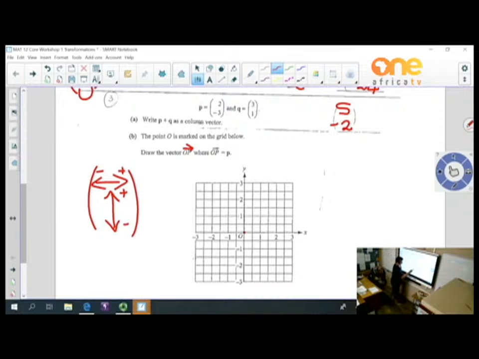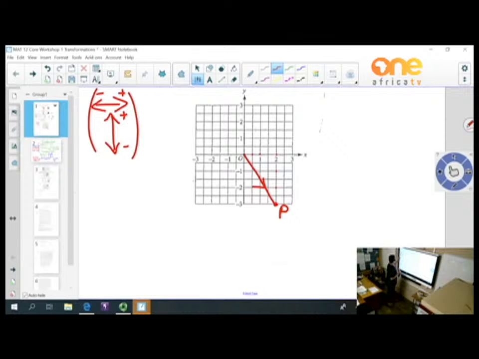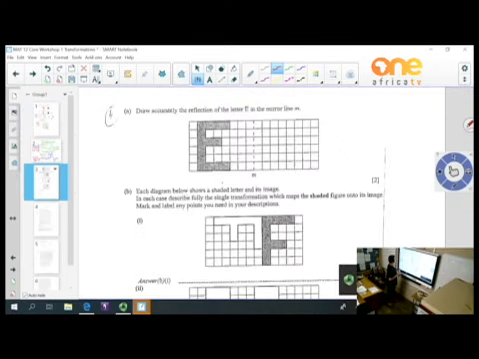So now I go 1. Don't just count blocks. You'll have to use the units. So I go 1, 2, and then 1, 2, 3, because it is negative 3. So this is my column vector, and remember that you will always put an arrow there to indicate the direction. Right, the next page.